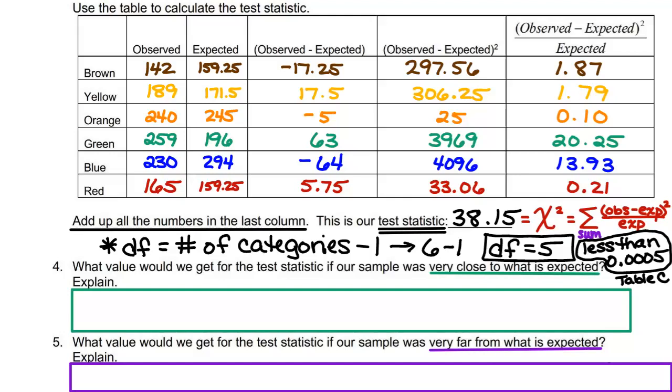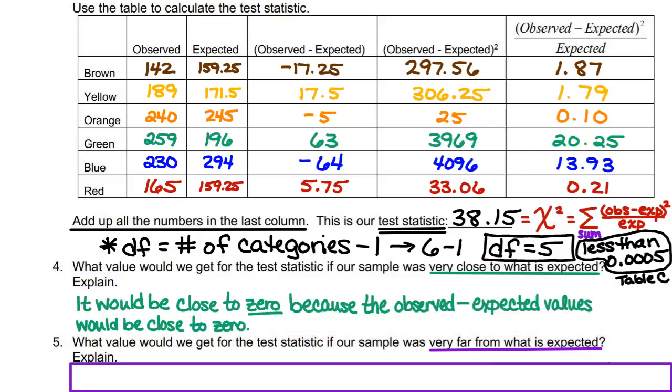Why? Because there's not a lot of difference. So the observed minus expected is going to be really small. The observed minus expected would be a very small number because those two numbers would be super close together. You square it, but then you divide it, making it even smaller. And then you add them all up. Your test statistic would be really close to 0 because the observed minus expected would be close to 0.